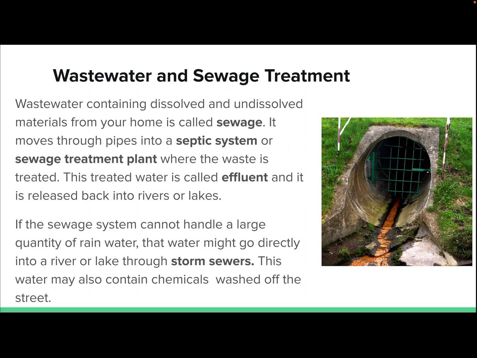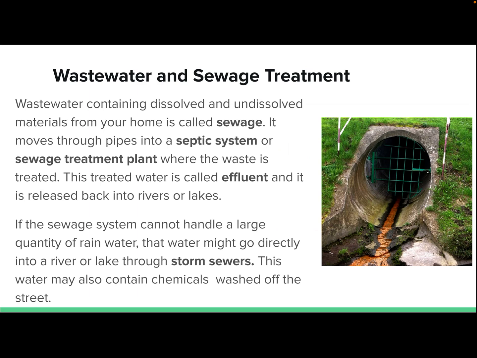Now, the treated water that is returned back into the lakes or rivers is called effluent. So that treatment removes most of the wastes. Now, if the sewage system can't handle a large quantity of rainwater, that water might go directly into a river or lake through storm sewers. And that water may also contain chemicals washed off the street. So it's really important to note that you might have some materials in your sewer system.